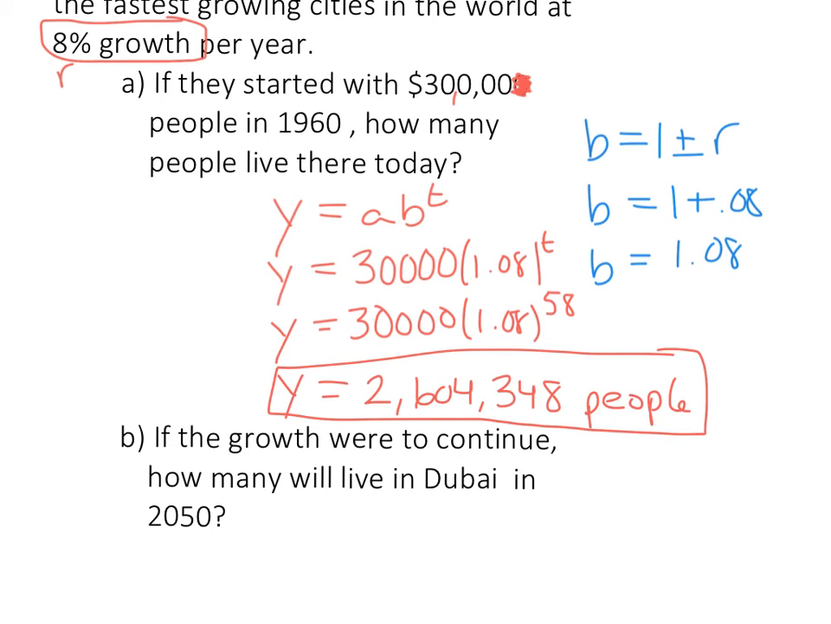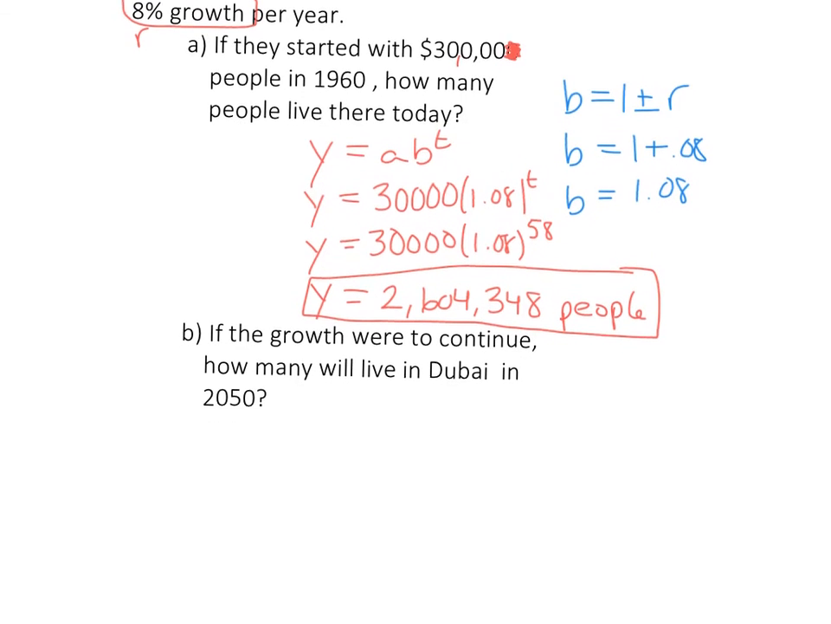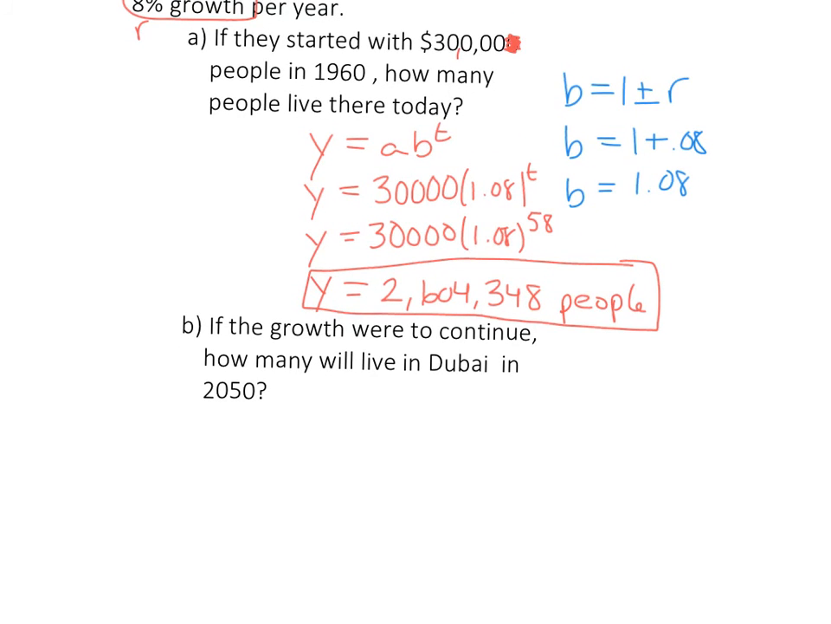So the second part of this is a little bit more complicated, because this requires us to find when. If the growth were to continue, how many people would live in Dubai in 2050? So now we're going out further, and we're using our model to project populations in the future. So now we have to figure out how many years are from 1960 to 2050 and use the same equation.